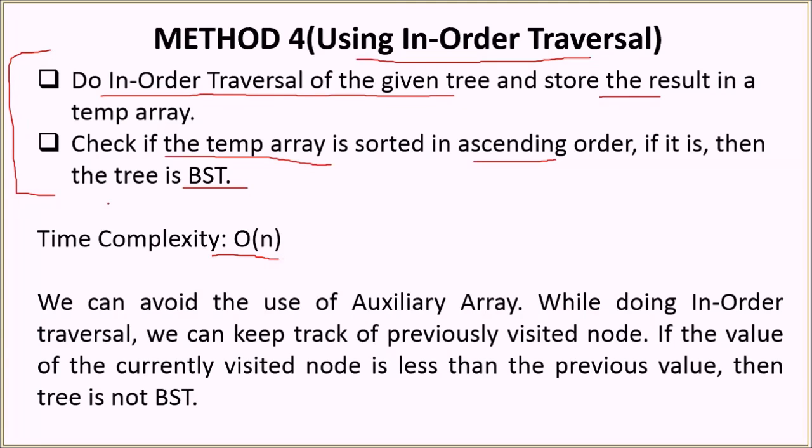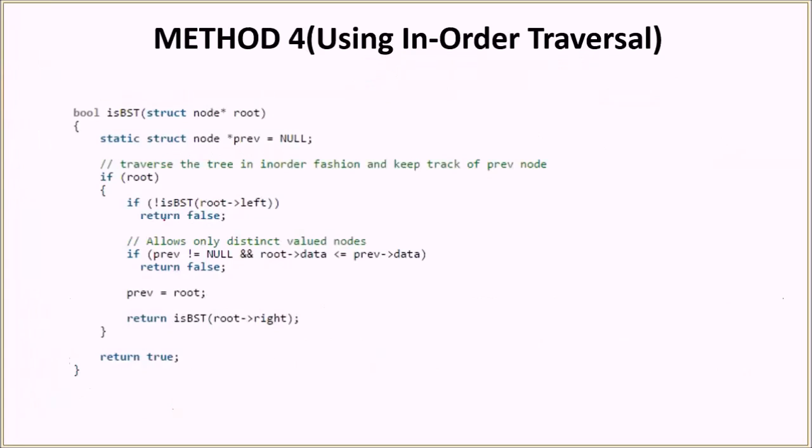Now we can also avoid the space complexity of order of n by having an element previous which will keep track of the previously visited node, and we can check if the current node is greater than the previously visited node. If that is the case, then it's a BST, otherwise it's not. So let's look at the code for it.